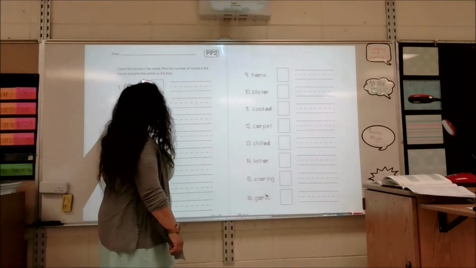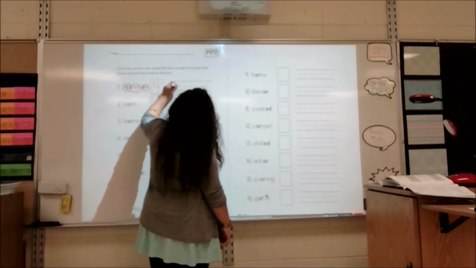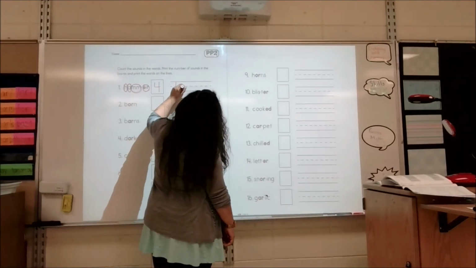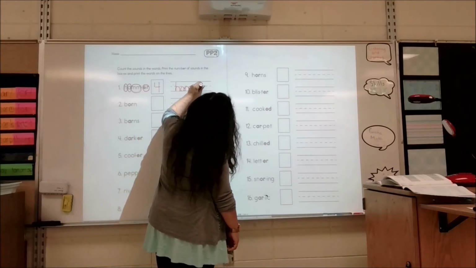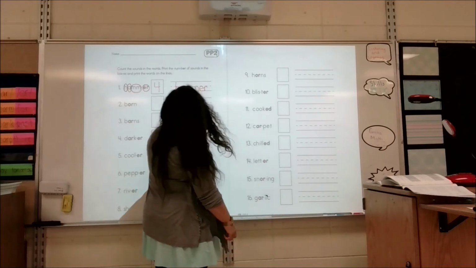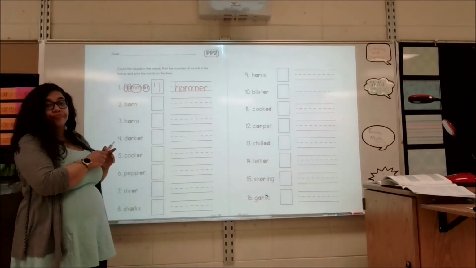Hammer. That means there are 4 sounds, and the word is hammer. The word is hammer. Excellent. Number 2. Can you read number 2 to me?